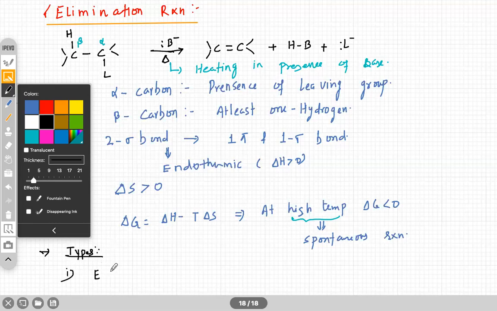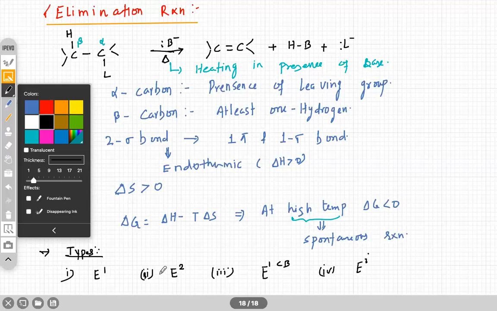We have E1, we have E2, we have E1CB, and we have Ei reaction, intramolecular elimination reaction. But for this we are just concerned with E1 and E2. E1CB and Ei, we won't do here for KVPY.